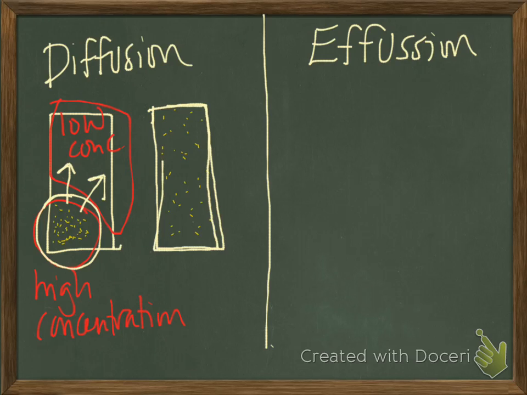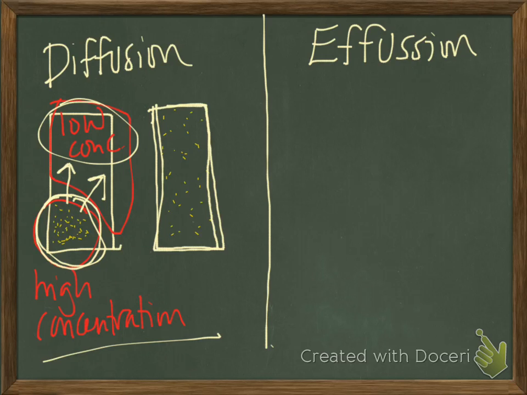Now, very often this involves two or more gases mixing and diffusing through one another, but not always. At the fundamental core of it, we're just talking about a gas moving from an area of high concentration to an area of low concentration until it's evenly distributed.